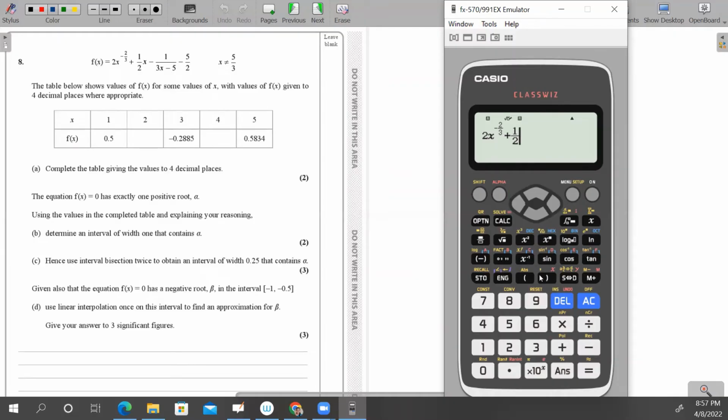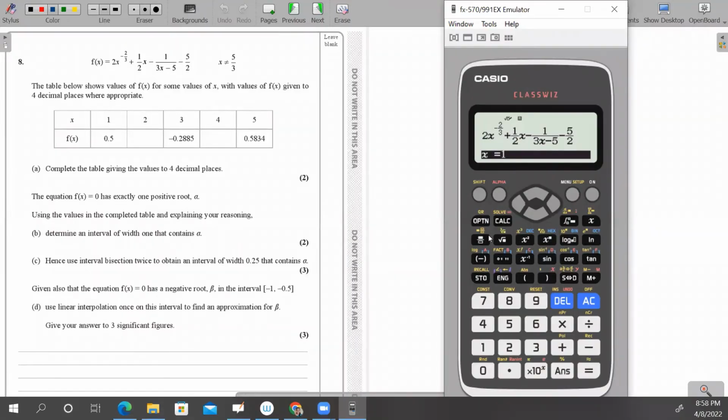Plus half x minus 1 over 3. I'm using the alpha button to type the x here. 3x minus 5. Are you following me? Minus 5 over 2. Okay, so the first thing we do is type the entire equation into the calculator in this manner. And then what do we do? We press calc and give the x value.